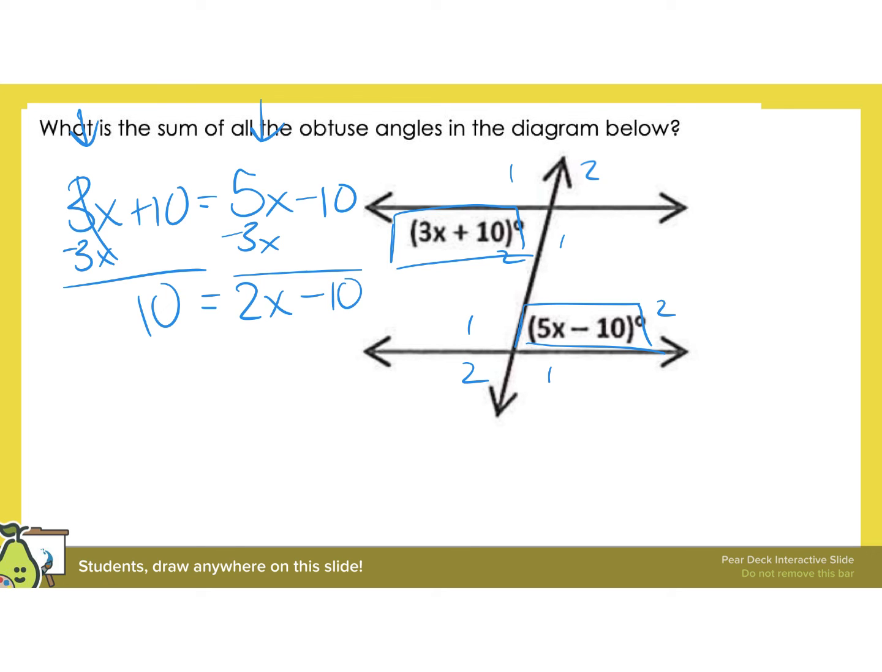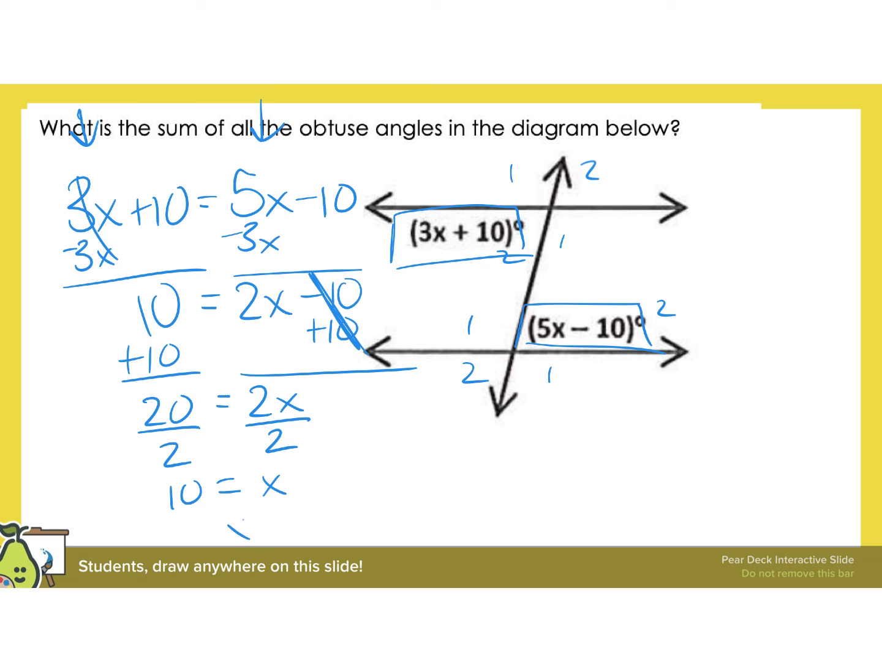I want the 2x by itself. Get rid of the minus 10 by adding 10, both sides. 10 plus 10 is 20. Bring down your equal sign. Bring down your 2x. These are gone. Now what? I want it to be x, not 2x. Get rid of the 2 by dividing. So 10 equals x. If you don't like it that way, switch it around. X equals 10. That is it.